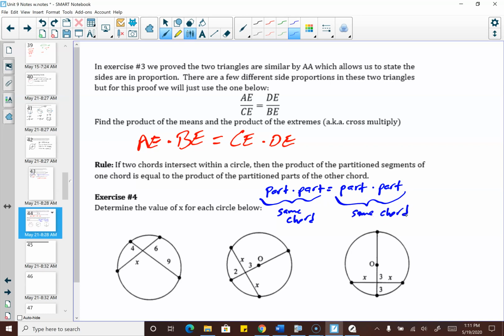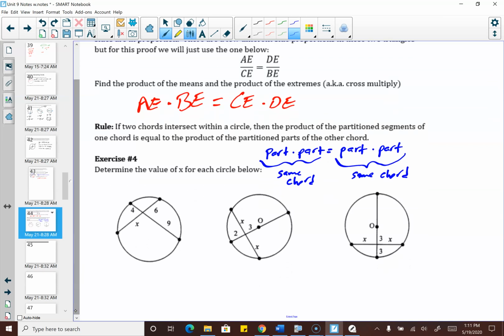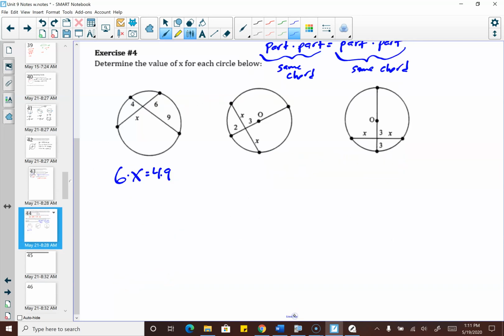All right, so let's take a look a little bit here. So we have in exercise 4, determine the value of x for each of the circles below. So let's look at the chord that has the x in it. Part of the chord has an x, the other part has a 6. So we're going to be 6 times x. We're going to multiply those two pieces together. And then the other chord is 4 and 9. So 4 times 9. When we multiply that out, 6 times x is 6x, 4 times 9 is 36. We divide both sides by 6, and we get that x is going to be equal to 6.